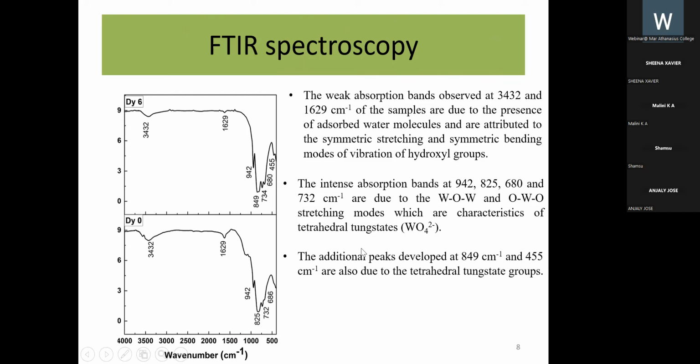And the intense absorption bands at 942, 825, 732, and 686 centimeter inverse peaks are observed for undoped samples, and additionally a 455 centimeter inverse peak is observed for dysprosium doped samples. All these absorption bands are due to the tetrahedral tungstate groups.